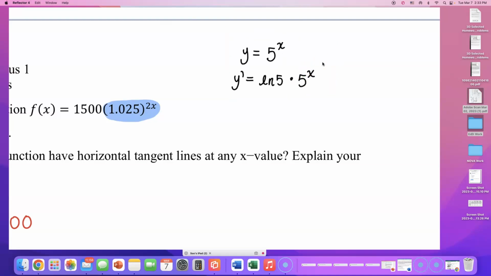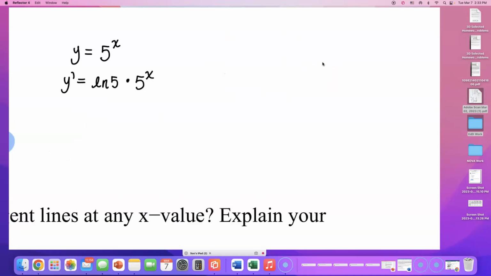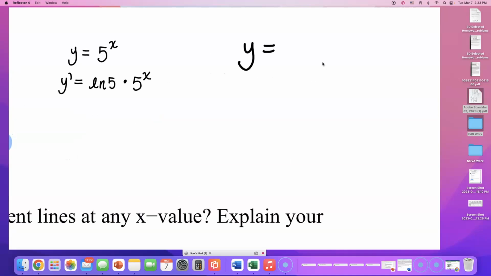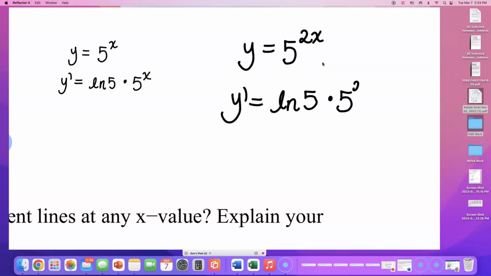Okay, now look at this for me. What if you have y equals 5 raised to the 2x power? Well, it's going to be y prime equals natural log of 5. See, the base is still 5, right? And you multiply by 5 to the 2x power. But you now need to multiply this by the derivative of 2x. Okay, and derivative of 2x is 2. So we have 3 things multiplying here.